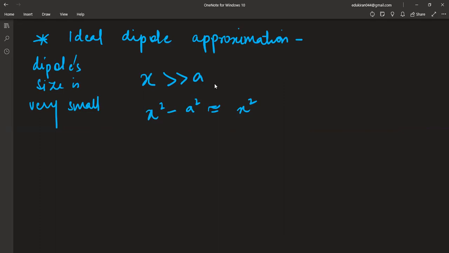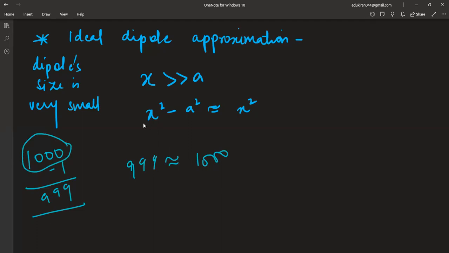So see, if x is very much greater than a, then x square minus a square can be written approximately equal to x square. It's like x square is a very big quantity. Let's say 1000. A square is a very small quantity. Let's say 1. So when you subtract 1000 minus 1, what do you get? 999. So 999 can be approximately written as 1000. It means we are just writing this term back. Because a is such a small quantity and a square further becomes a smaller quantity, while x square becomes a much bigger quantity, when you subtract these two, it has a nullifying effect.